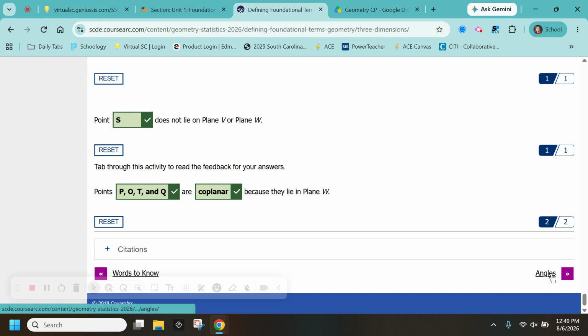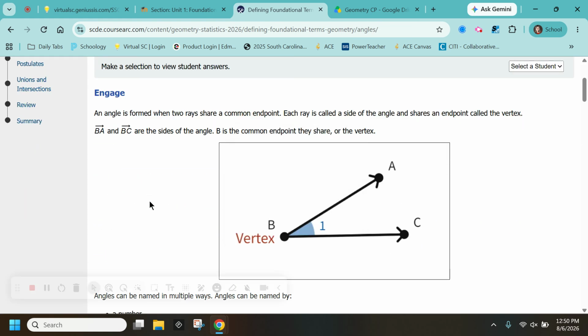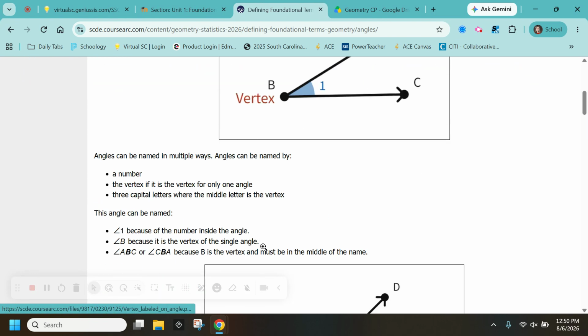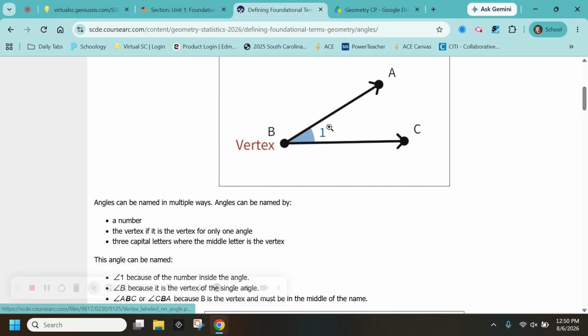Next, we're moving on to angles. Again, an angle is formed when two rays share a common endpoint. That common endpoint is called the vertex. So we have rays BA and BC. They meet at vertex B. Angles can be named in multiple ways: either a number, like angle 1, the vertex, if it is the only angle, since this is the only angle we are referring to, we can say this is angle B, or 3 letters. We can say ABC, or CBA.